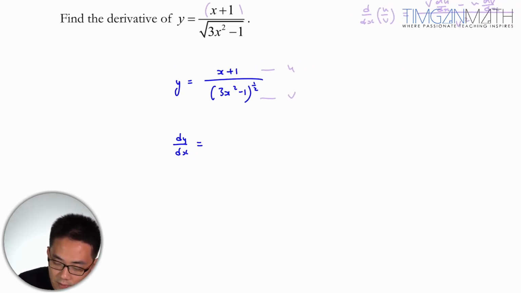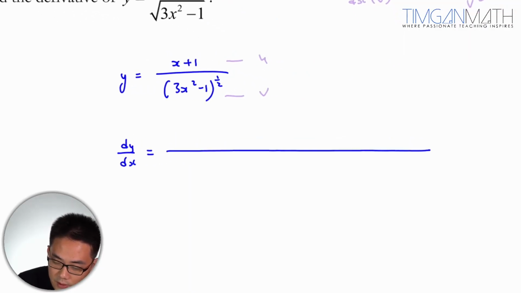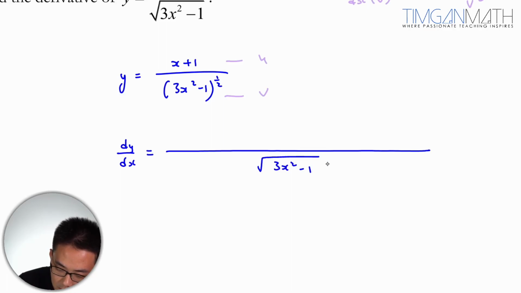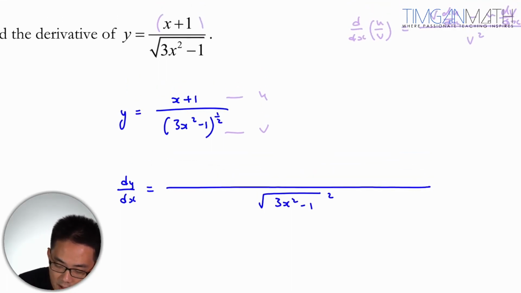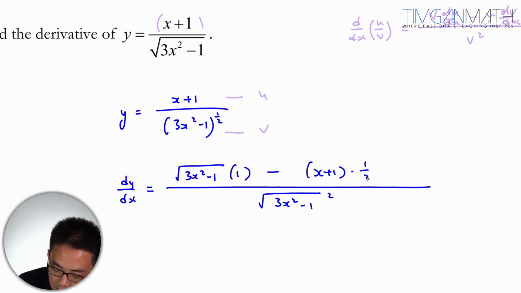equals v squared, which would just be the square root of 3x squared minus 1, squared, which is positive. And I'm going to keep the one on the top, which is 3x squared minus 1. Now the order is important. v du/dx, which is 1, minus u, which is x plus 1, times dv/dx, which is half times (3x squared minus 1) to the power of minus half, times 6x, right?